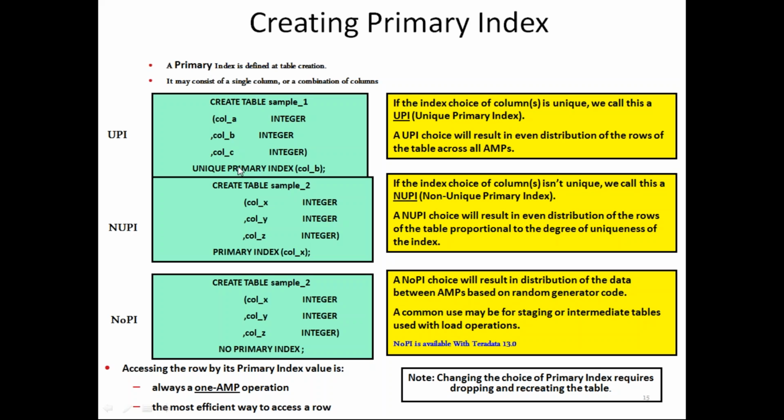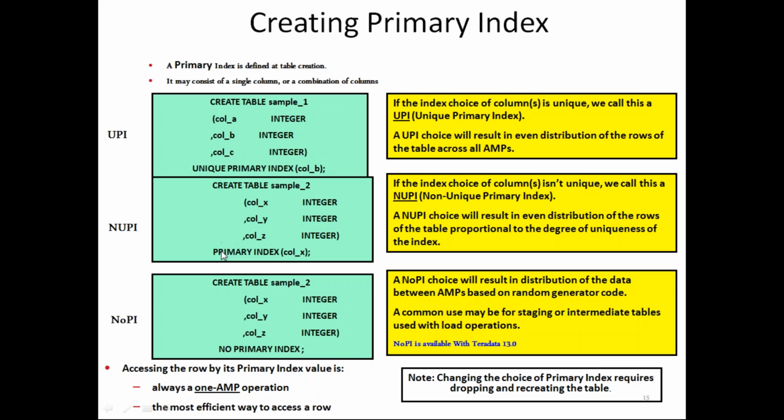So how do we create a primary index? These are the types of primary index and these are the syntax. We have to create a primary index at the time of table creation. How do we create a table? Create table, table name, the columns and data types separated with a comma, and then finally we have to mention what the index is and what the type of the index is.